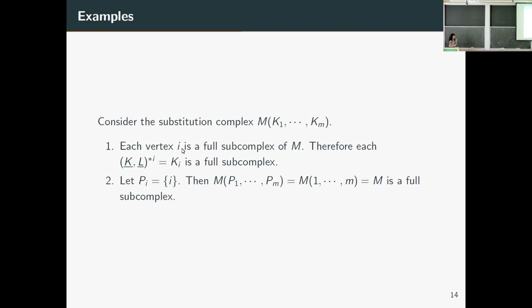The first result holds for any polyhedral join product. You're always going to get that these Ki's are full subcomplexes of them, but the second result only holds for the substitution complex. You don't normally recover M as a full subcomplex of a polyhedral join product.